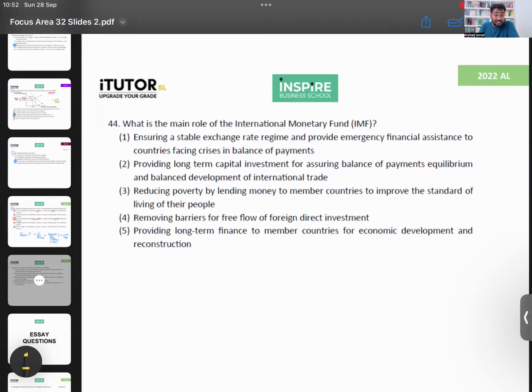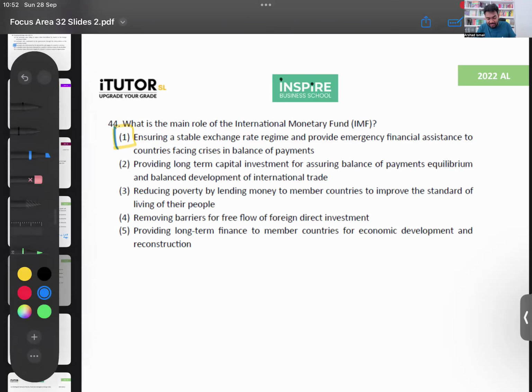Reducing poverty by lending money to member countries to improve the standard of living. Removing barriers for foreign direct investment, providing long-term finance to member countries for development. Which one is the IMF's role now? The IMF helps you if there are any exchange rate issues, right? And also if you have a balance of payment problem. So which one goes in line with that? So the answer is number 1.